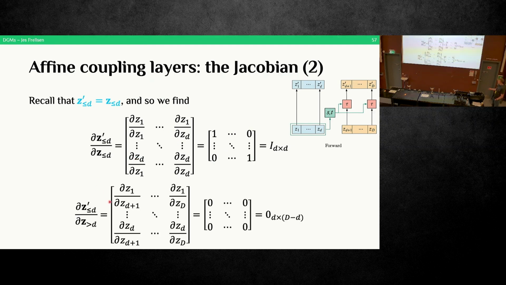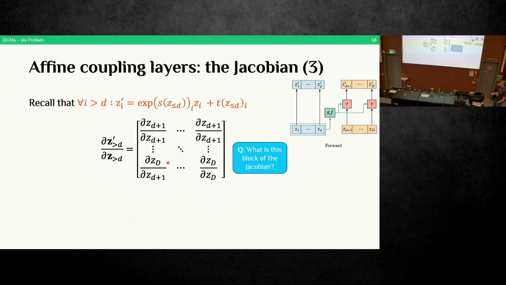Similarly, another one that's easy, and we're also missing the primes up here. These should be primes. The partial derivative of the first D variables with respect to these ones over here is going to be all 0, because this value is identical to this value, meaning that the value of z_1 prime does not depend on any of the values over here. So this is just going to be a big 0 matrix. Those are two blocks of the Jacobian.